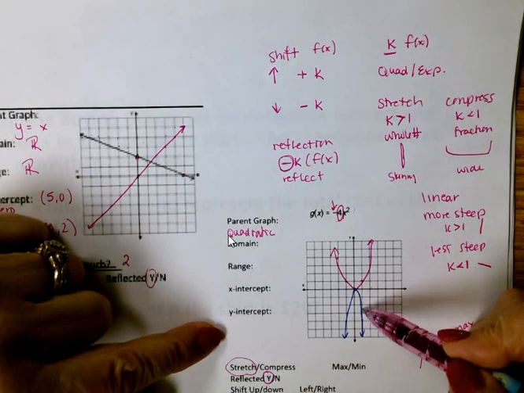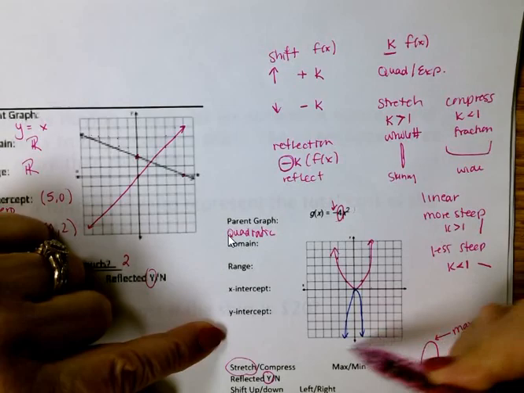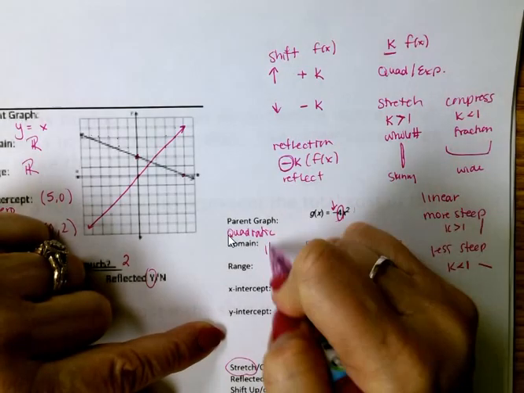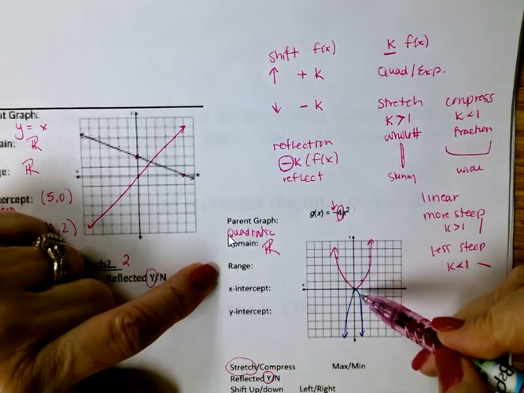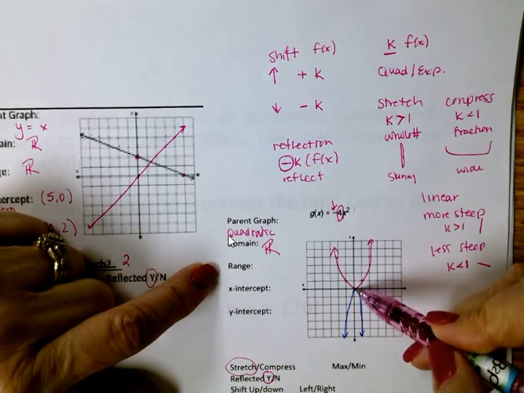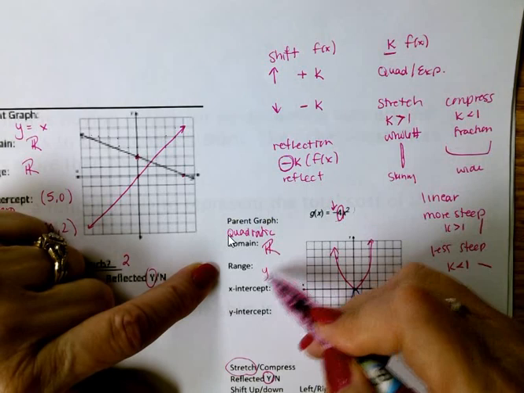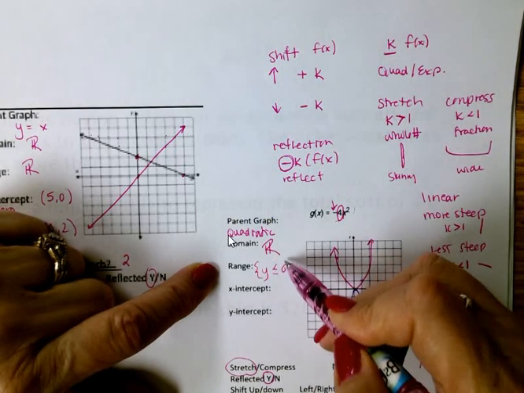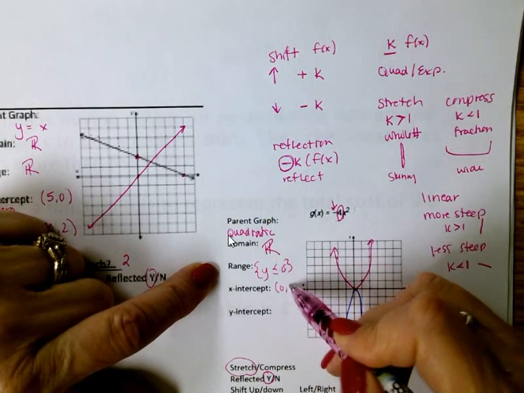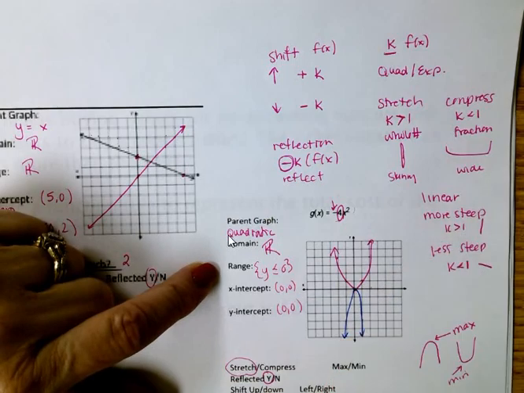Looking at my graph here, it's going to go on and on and on forever and be wide. So again, it's all real numbers. My range, it's going to start from here and only go down. So my y is less than or equal to 0. And my x-intercept and my y-intercept happen to be the same number.